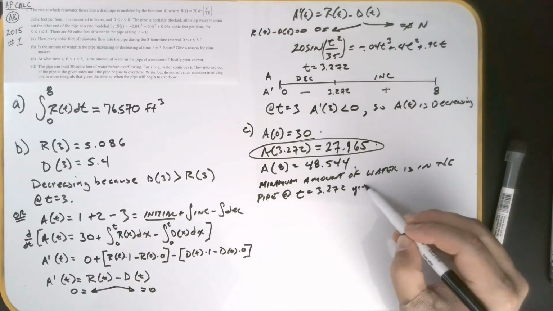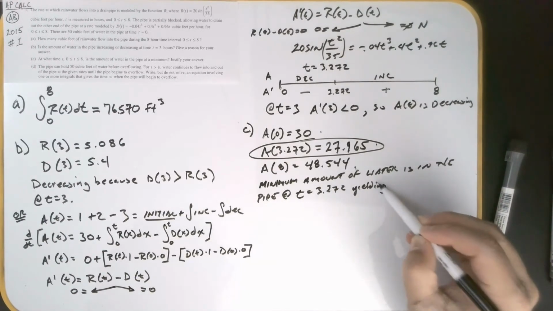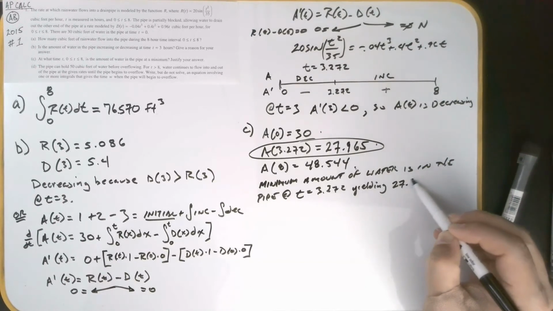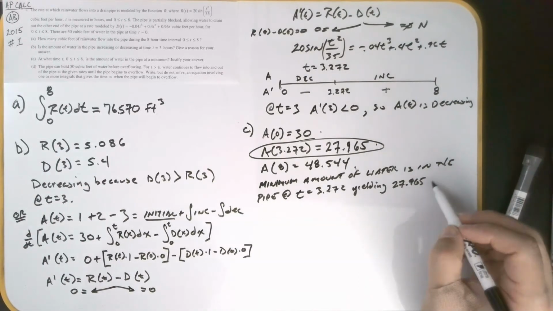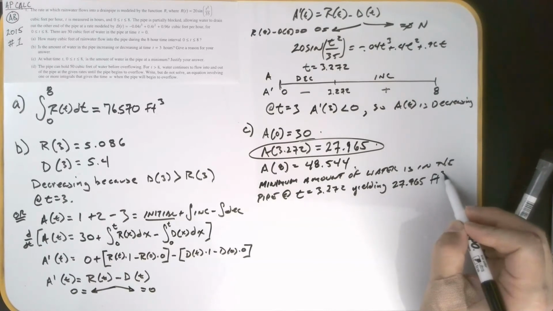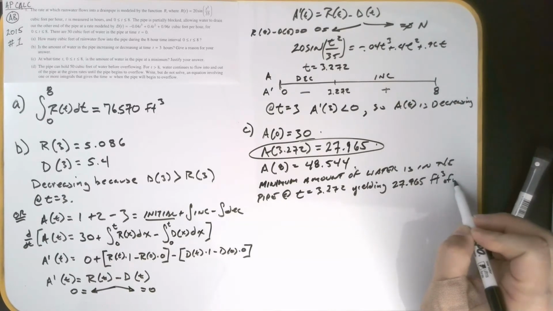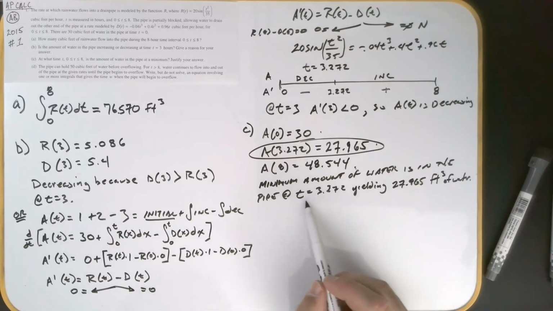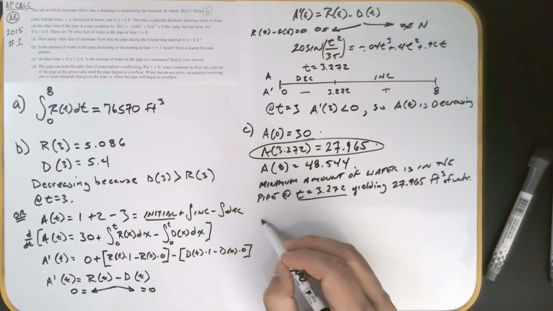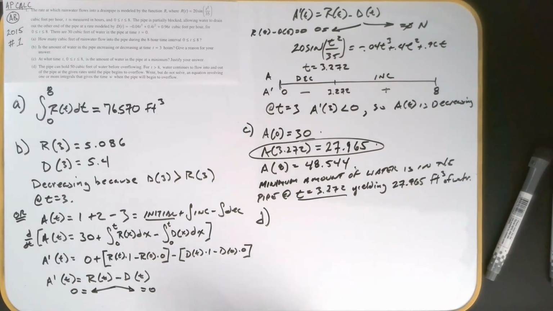And I'll put yielding 27.965, and our unit of measure is cubic feet. Cubic feet of water. And they actually just wanted to know the minimum, not even the amount, so there it is. Okay, so all the work there on part B wound up making this shorter, and if we wouldn't have done it, we would have had to do it.